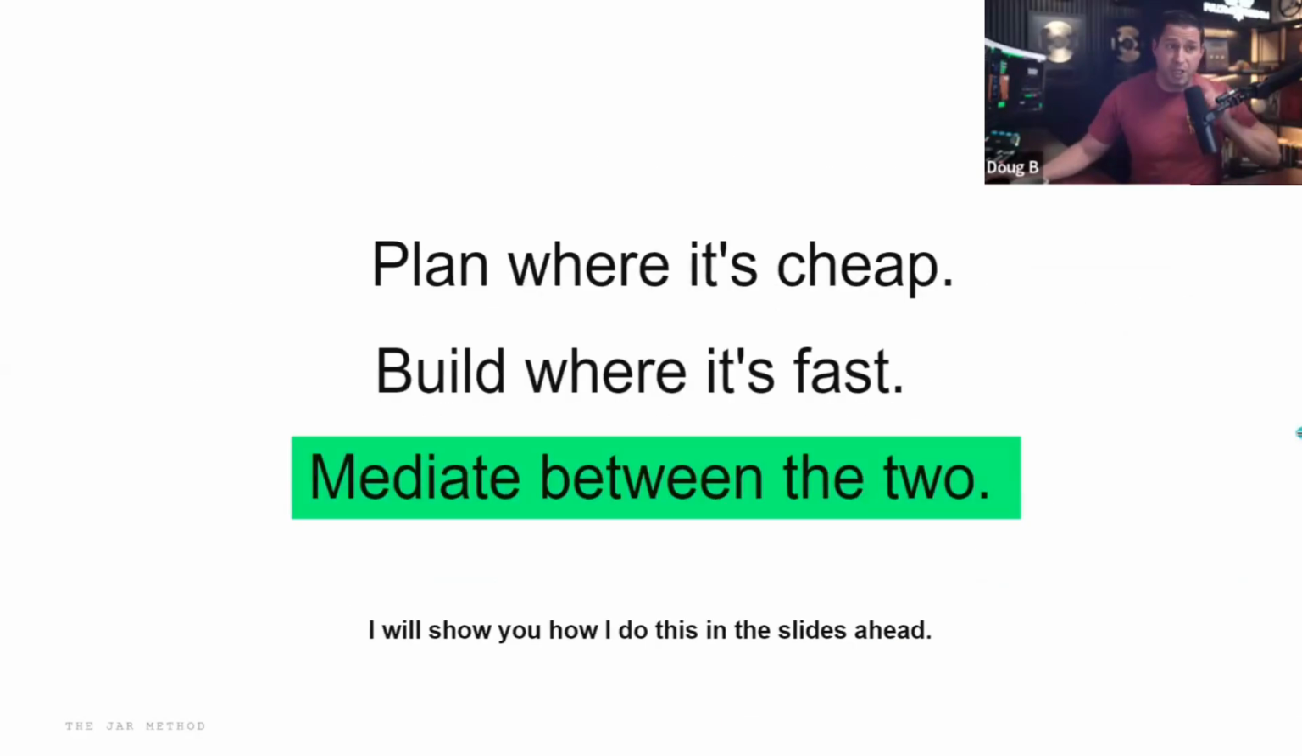So plan where it's cheap, which is ChatGPT or Claude or something that you're using. Build where it's fast, which we're going to be using OverSkill. Now, here's the cool part. You don't have to know anything coding-wise, because when OverSkill comes back to you, it's going to do a step and it's going to give you a bunch of words. You could probably figure it out. But for me, I'm like, I don't know what the heck this thing is saying. I was just mediating between the two.